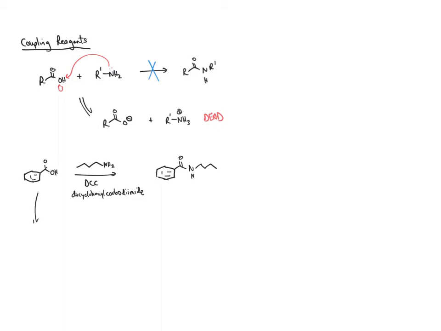We react it with DCC. The carboxylic acid reacts with DCC. Now DCC looks like this. It has two carbon-nitrogen double bonds. So that central carbon atom is sp hybridized, and it has two cyclohexyl rings coming off of the nitrogens. So what happens first is the nitrogen lone pairs, because they're basic, are going to actually deprotonate the carboxylic acid. So we're going to form a carboxylate, plus a protonated form of the carbodiimide.